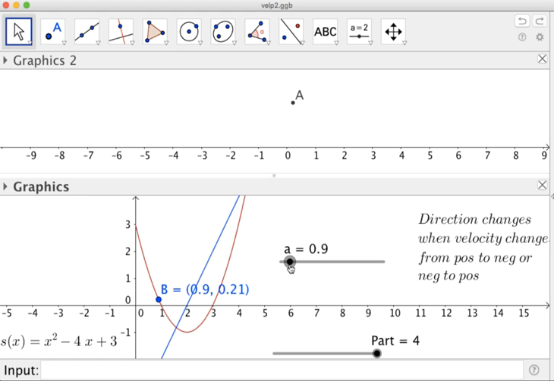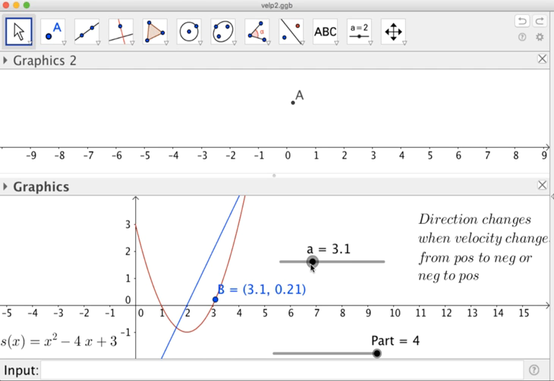We can also see the function plotted in the lower panel, and what that point B gives us is the x-coordinate is the time, and the y-coordinate is the position of A along that horizontal line. And then finally we've plotted the derivative function, which is 2x minus 4.